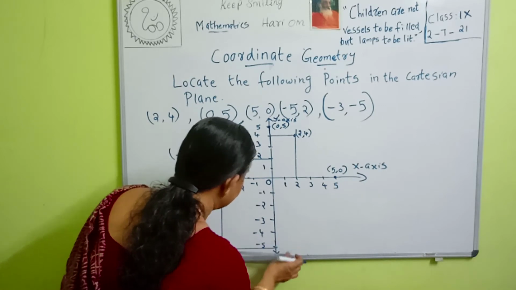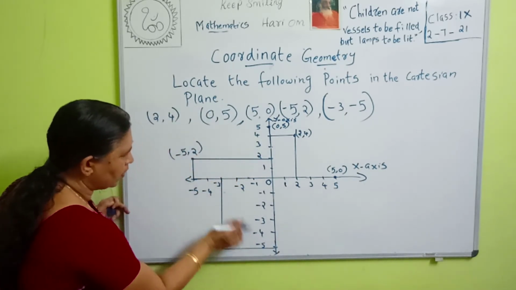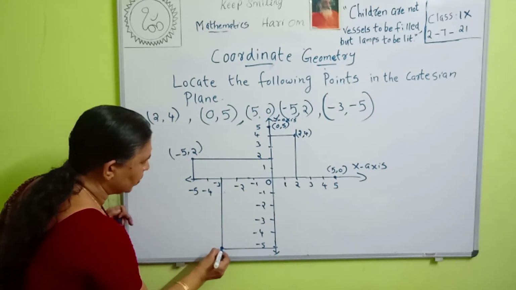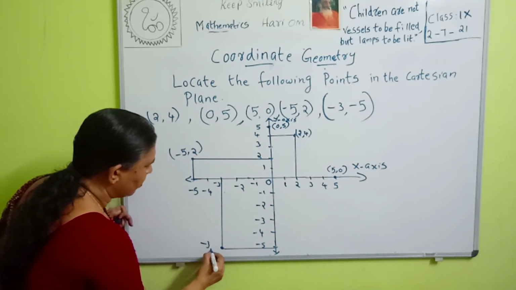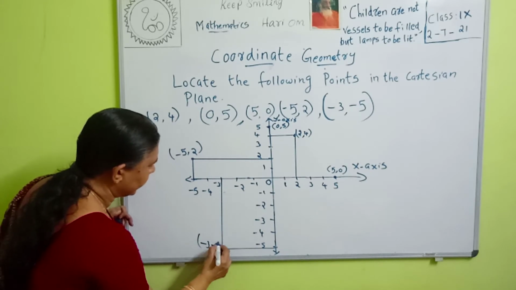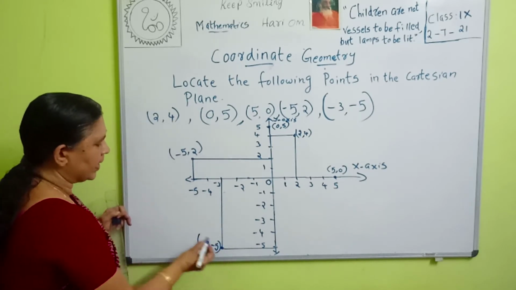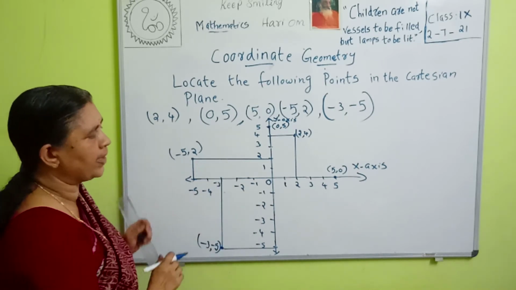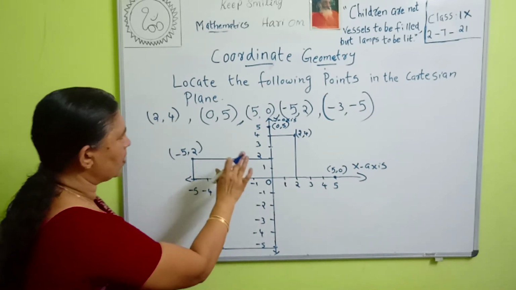-5. So this is the point. This x coordinate is -3 and y coordinate is -5. So these two lines meet at a point. This is the point -3, -5. The x-axis and y-axis divide the plane into 4 parts. Each part is called a quadrant.